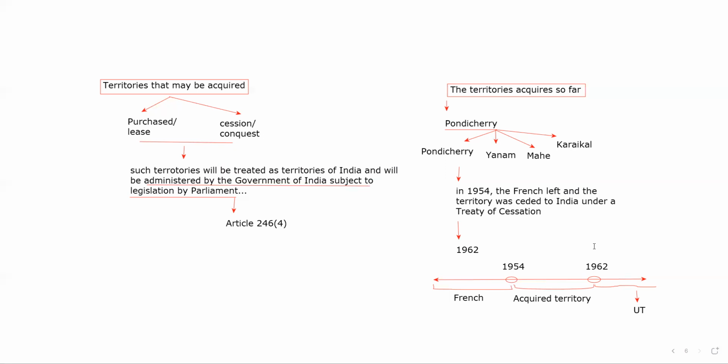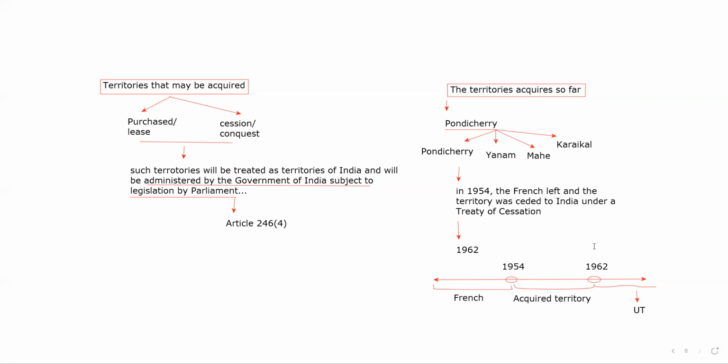And in 1962, the act was passed, which we have already discussed: the Pondicherry Administration Act 1962. That act established a separate legislative assembly for Pondicherry, and gave it the status of a union territory with its legislature. This is the important point which needs to be remembered here. I think the point is quite clear to you.